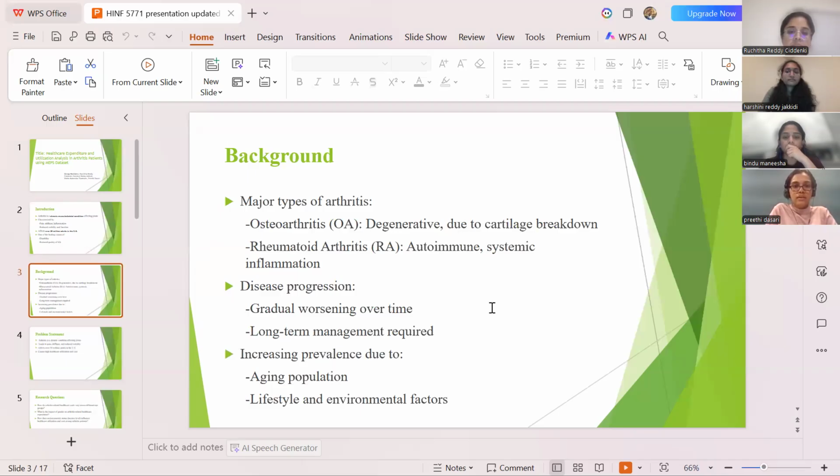Disease progression. Here there is gradual worsening of the disease over time. Long-term management is required here. Increasing prevalence is due to the aging population, lifestyle, and environmental factors.